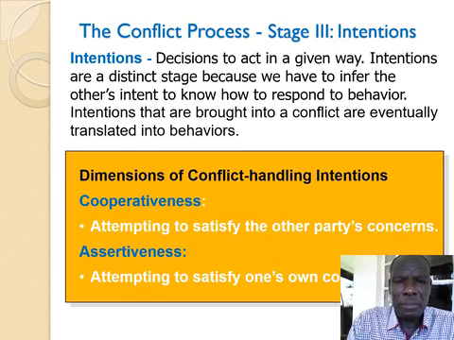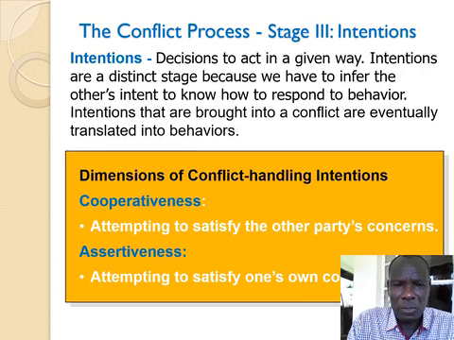Then we move to stage 3 of the conflict process. These are the intentions. What are intentions? These are decisions to act in a given way, and intentions are a distinct stage because we have to infer the other's intent to know how to respond to behavior. So intentions that are brought into conflict are eventually translated into behavior. Intentions are very, very important.